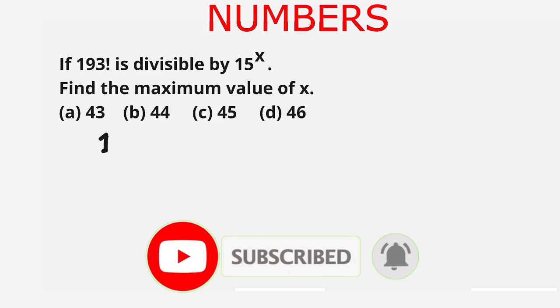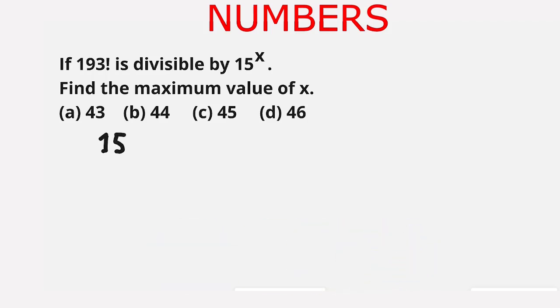As 15 is not a prime number, we will factorize 15 into prime numbers, and those prime numbers are 3 multiplied by 5. As 3 is smaller than 5, it will have more power than 5 in 193 factorial. So we will find the maximum power of 5 in 193 factorial, and that will be the power of 15 in 193 factorial. So we divide 193 successively by 5.